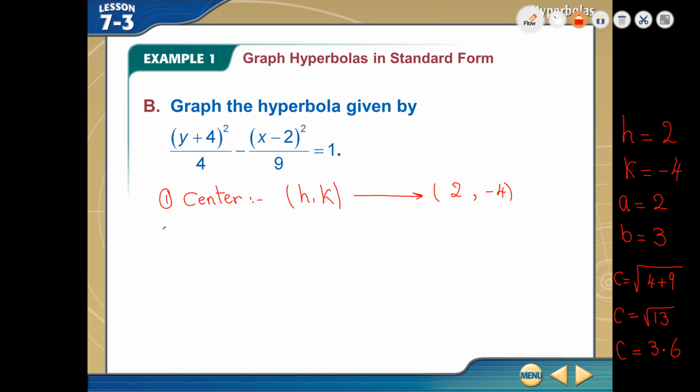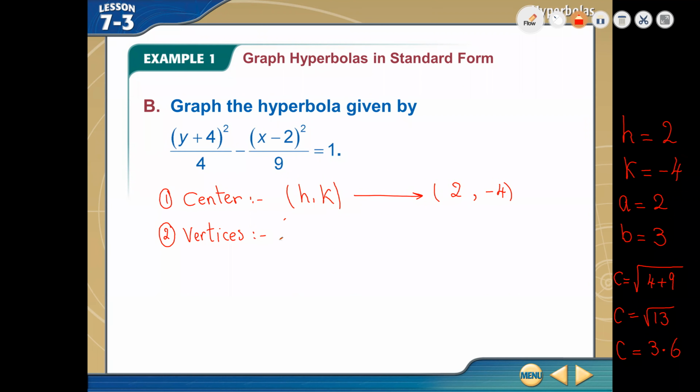The second point, I'm going to the vertices. Nasser, can you give me the vertices?